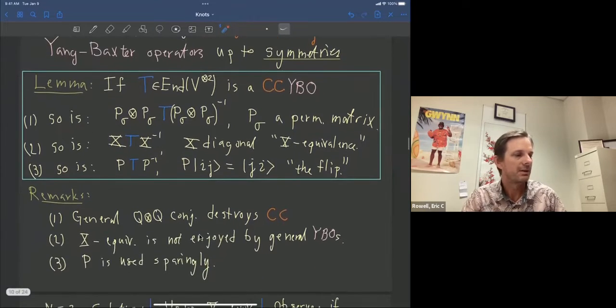Now, just a few remarks. Notice you can't go conjugating by an arbitrary Q tensor Q, where Q is a 2 by 2 matrix, because that's going to destroy charge conservation. It'll still be a Yang-Baxter operator, but it won't be charge conserving. Moreover, this X equivalence, which is conjugating by an arbitrary diagonal matrix, does not preserve the Yang-Baxter equation in general. But if it's a charge-conserving Yang-Baxter operator, then it's okay. So it's kind of an extra symmetry that we get because of our restriction. And this flip operator is kind of global. We use it sparingly. I just wanted to mention that you won't see a whole lot of it, but it's certainly something we can think about.